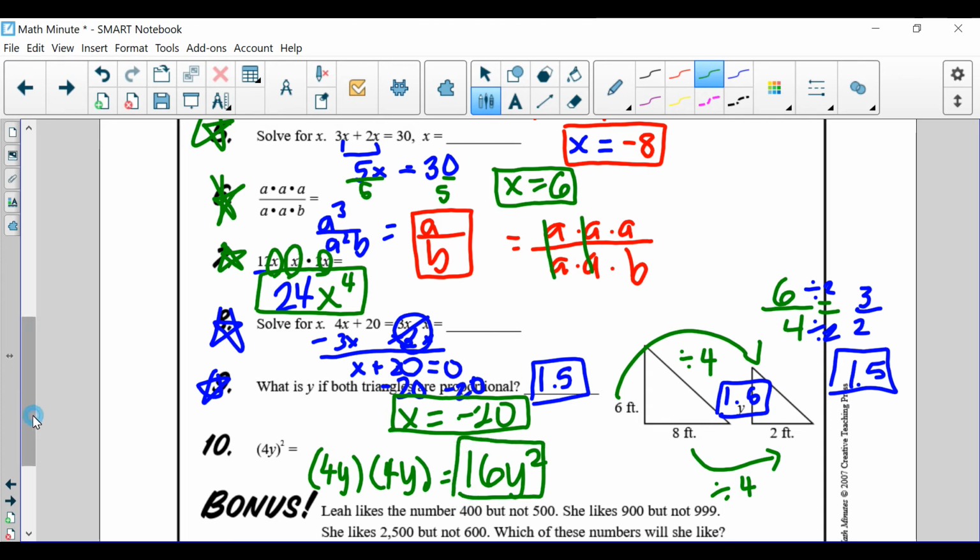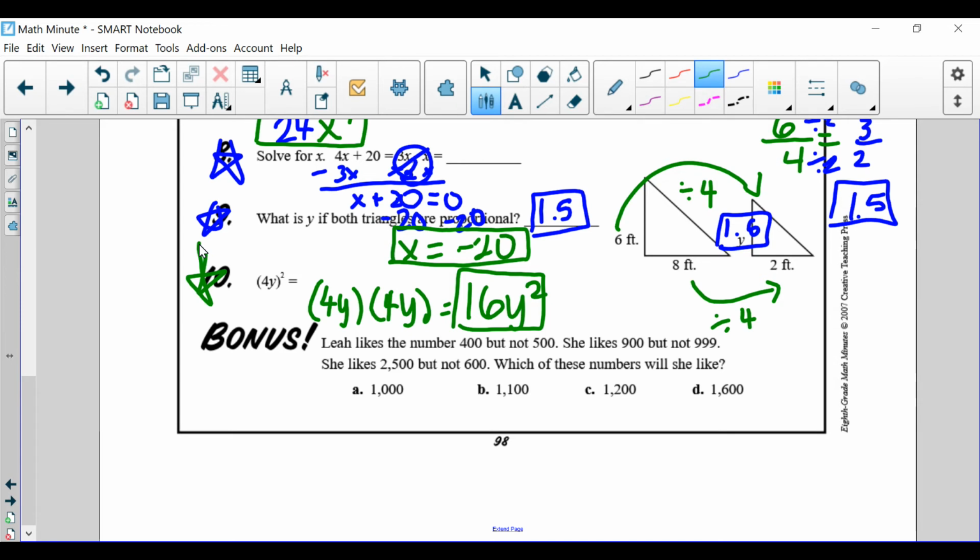And now we're on to a bonus question. It says, Leah likes the number 400, but not 500. She likes 900, but not 999. She likes 2,500, but not 600. Which of the numbers will she like? Well, we kind of have to see what's in common between the numbers, right? So let's go ahead and make a 2 column chart, likes and dislikes. So she likes 400, but not 500.